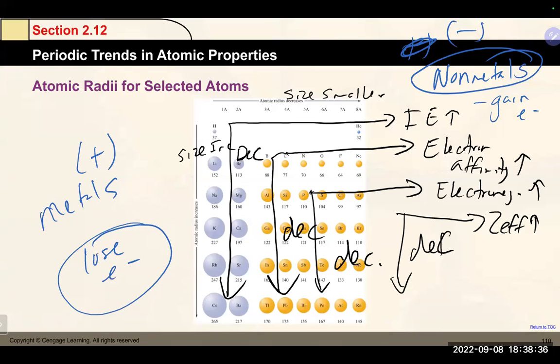Any questions on any of those periodic trends? Yes, and how they relate?